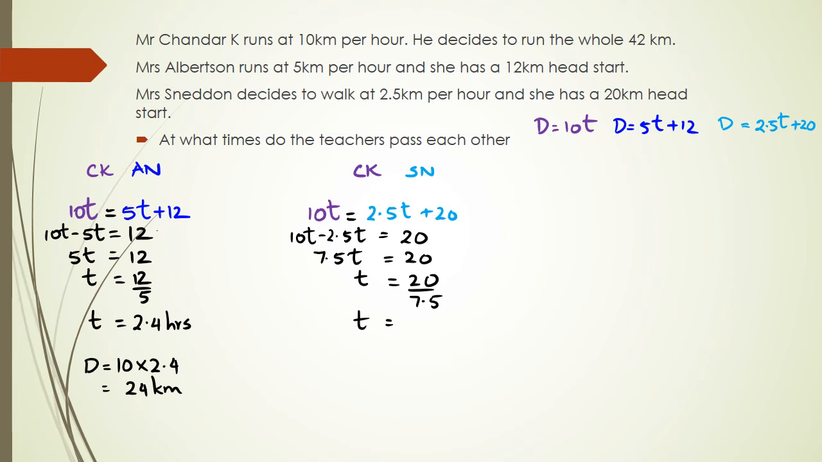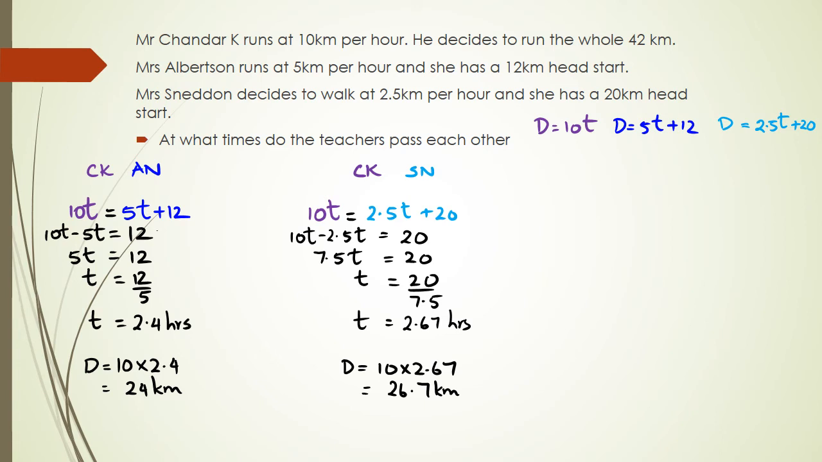And for that, we have 2.67 hours. All right, and in terms of the distance, I'm just going to use Chandike's one. So 10 times 2.67 is 26.7 kilometers. So we can say Mr. Chandike passes Mrs. Snedden after 2.67 hours and at 26.7 kilometers.